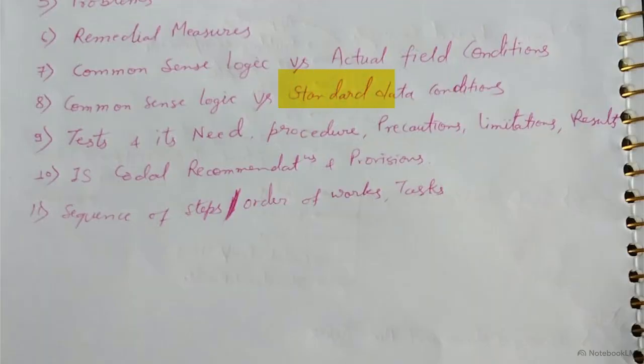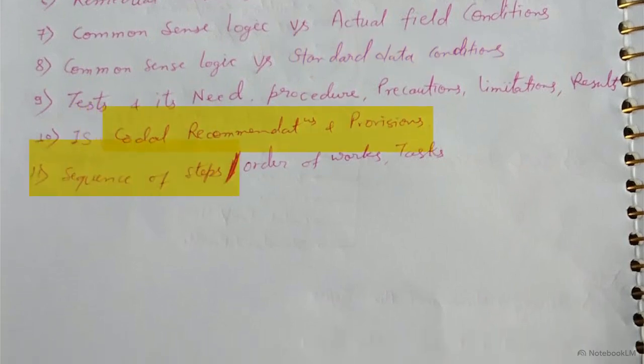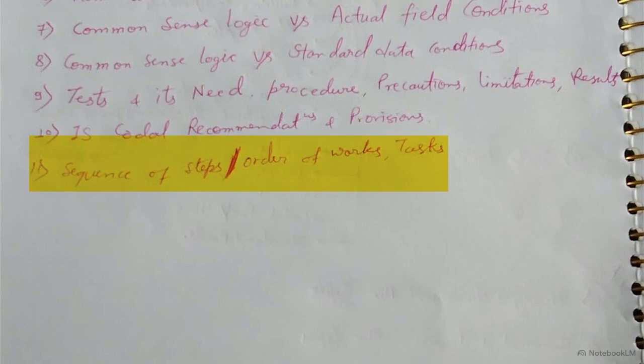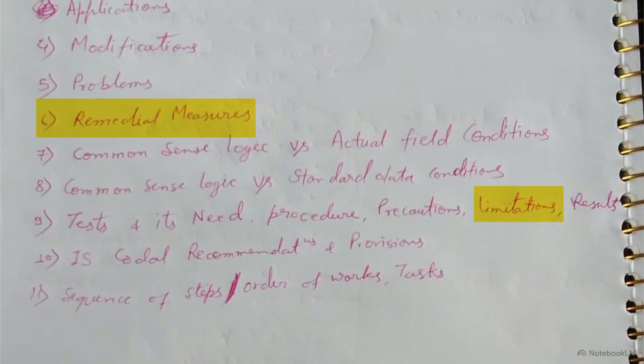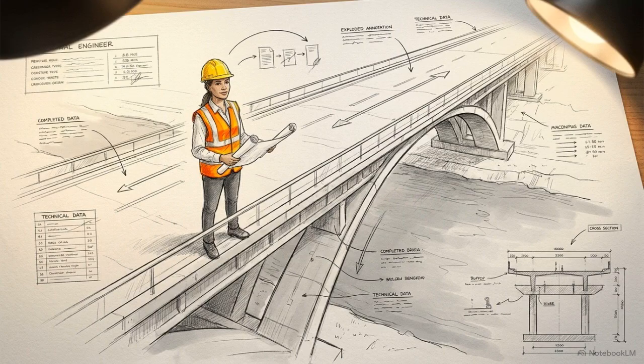To anchor unpredictability, you rely on standard data conditions and match your logic against IS codal recommendations. Finally, you master the application by detailing the sequence of works, identifying test limitations, and planning remedial measures for when things fail. Mapping this complete real-world life cycle is the defining difference between merely passing an exam and achieving practical, reliable mastery on the job.